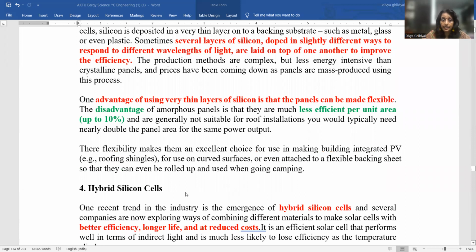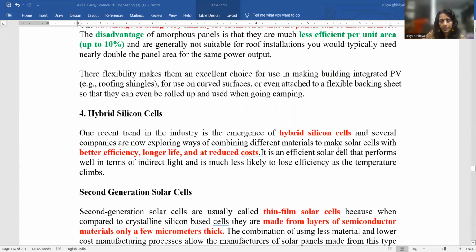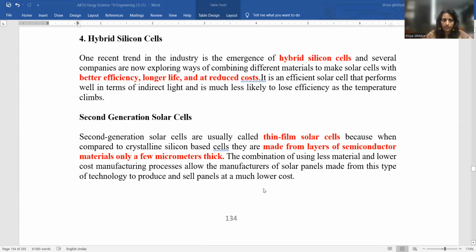But the disadvantage is that they are less efficient. The advantage, no doubt, is that they are flexible to various wavelengths. Hybrid, again, the word means combination. Hybrids have better efficiency, longer life, and reduced cost.